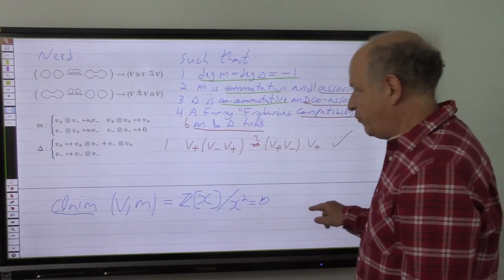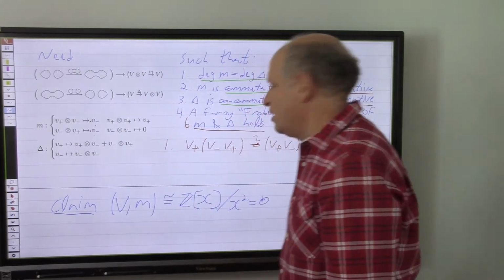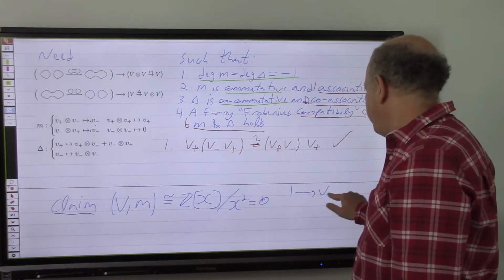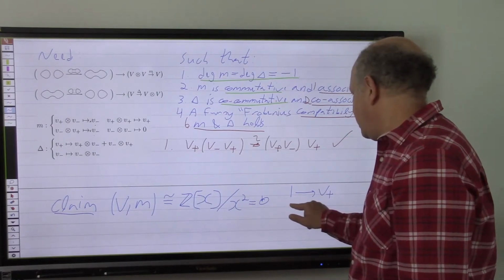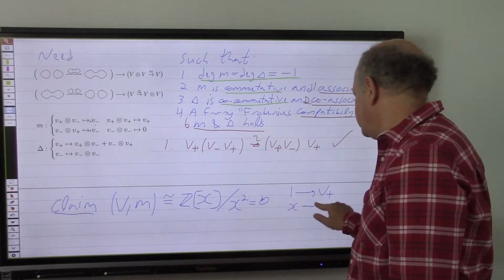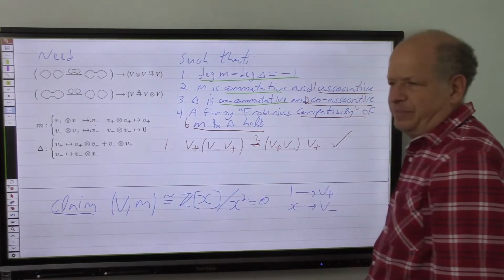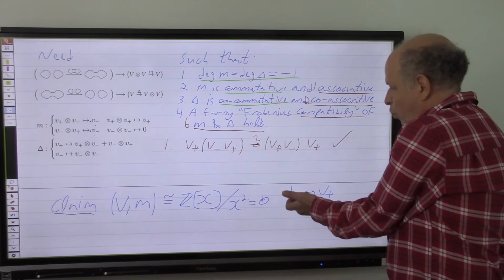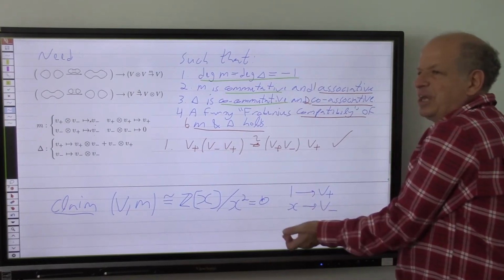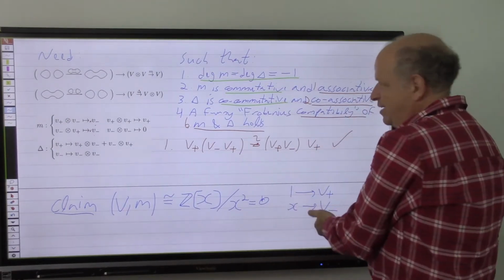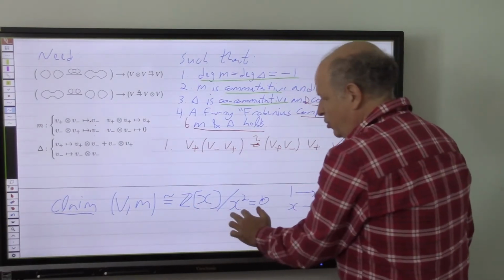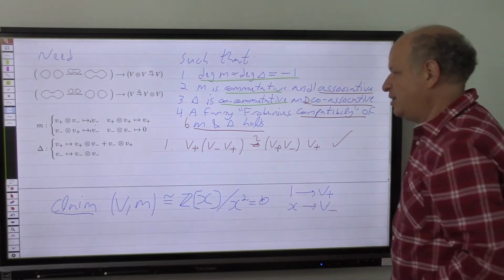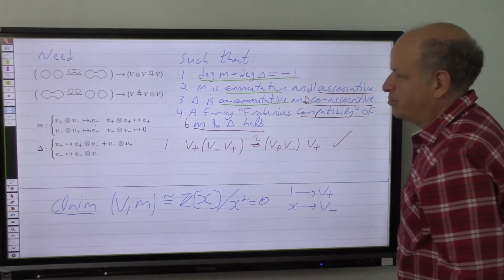And the isomorphism, so this is isomorphic, and the isomorphism is 1 goes to V plus and x goes to V minus, and you can just check it, right? So 1 is the identity, and the only remaining product is x times x, which is 0 here and also here. So it's a really simple-minded algebra.